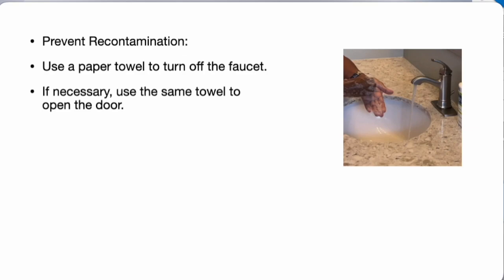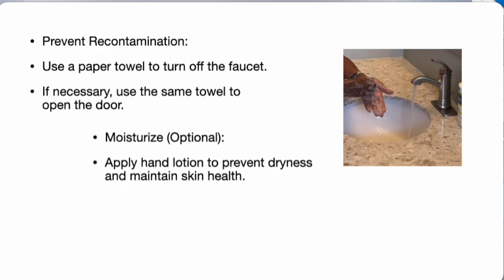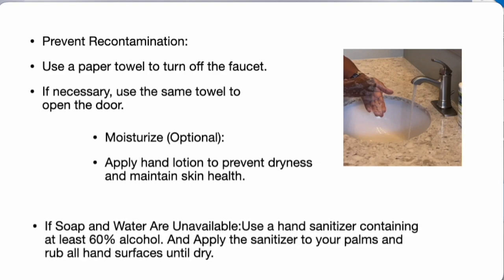Prevent recontamination. Use a paper towel to turn off the faucet. If necessary, use the same towel to open the door. Moisturize. Optional. Apply hand lotion to prevent dryness and maintain skin health. If soap and water are unavailable, use a hand sanitizer containing at least 60% alcohol, and apply the sanitizer to your palms and rub all hand surfaces until dry.